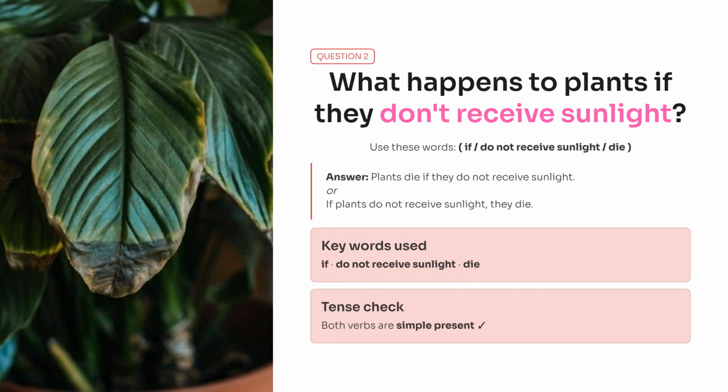Look at question 2. What happens to plants if they don't receive sunlight? Using the clue words if, do not receive sunlight, and die, our answer is plants die if they do not receive sunlight. Or if plants do not receive sunlight, they die. Both verbs are in the simple present tense.